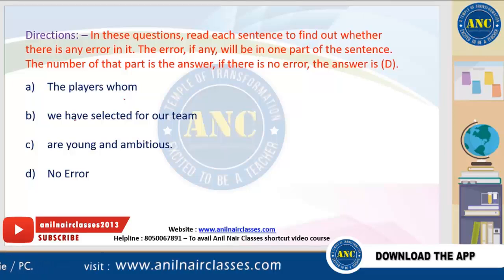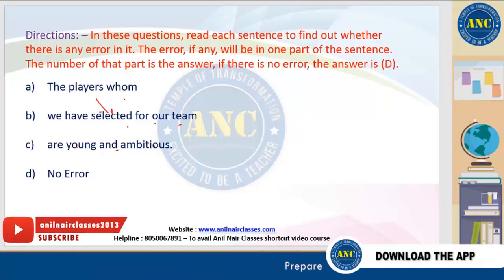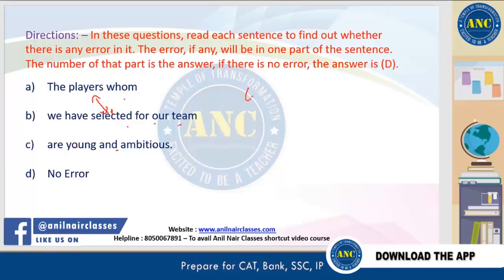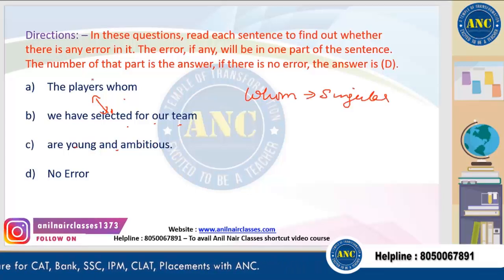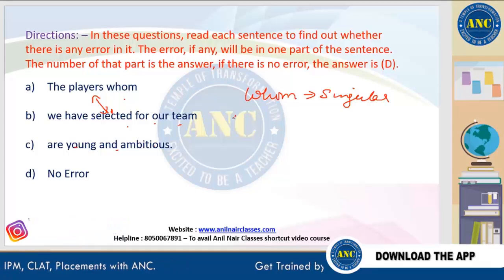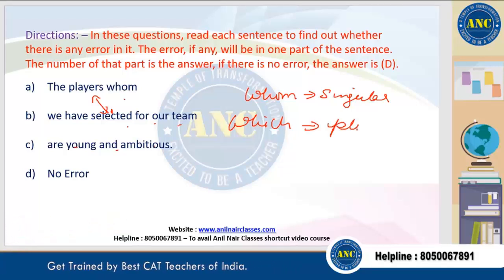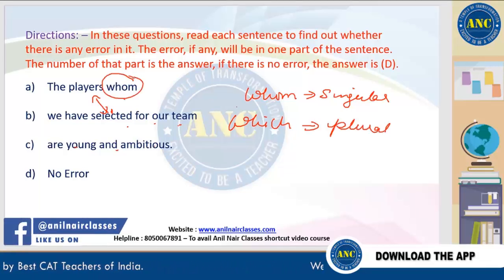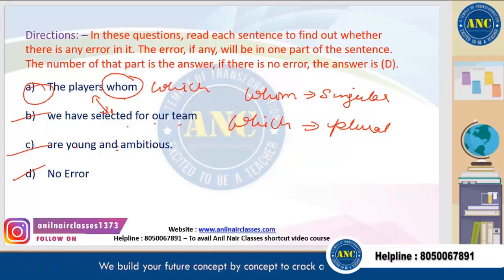The players whom we have selected for our team are young and ambitious. So now you are selecting someone, you are selecting from many. I have already told you previously also, whom will be referring to single. Now we are talking about plurals. So when it is plural, we will use which. Even though we are referring to people, if we are referring to plural things, we have to use which. So it cannot be players whom we have selected. It should be which.